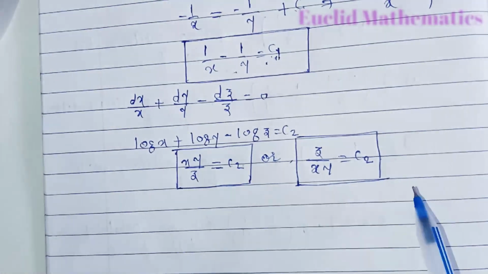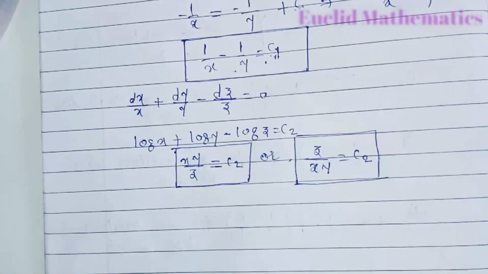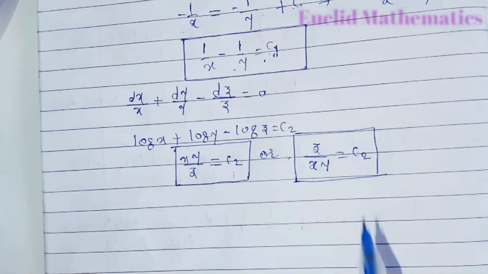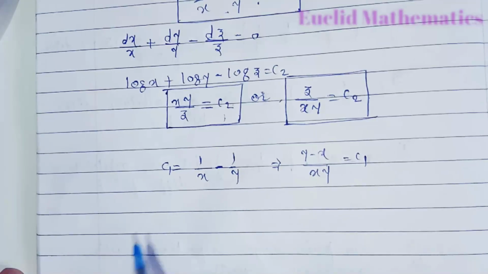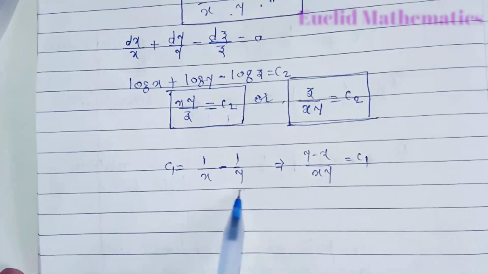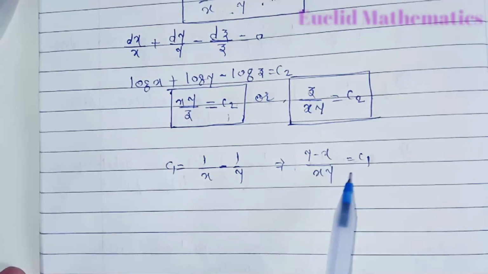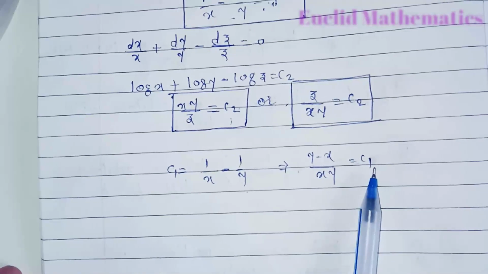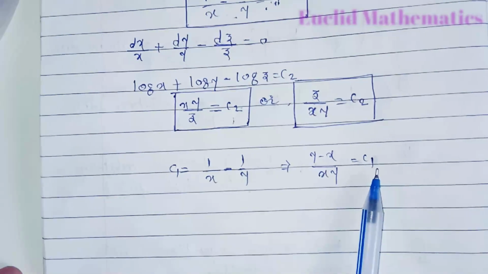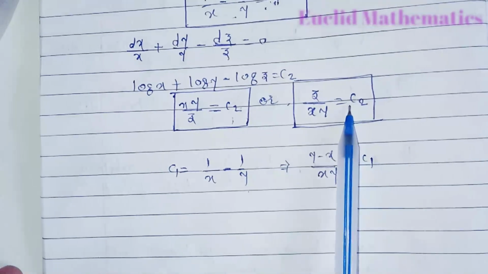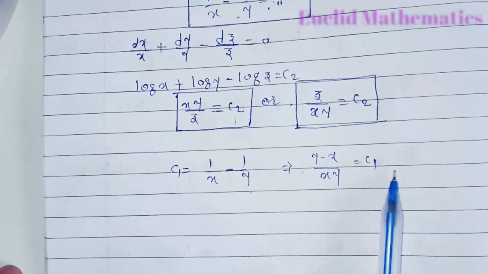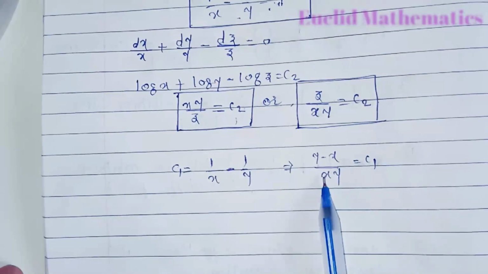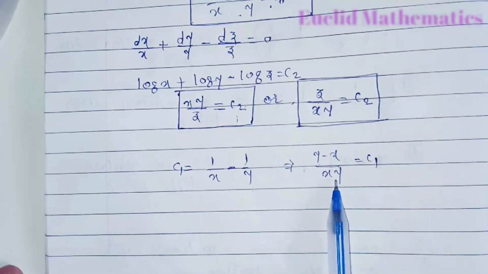For our solution, we have to consider these possible cases. Now let's go for the values of c1 and c2. So here c1 is 1 upon x minus 1 upon y. Solving it further, y minus x upon xy is equal to c1. Now here we have to understand one thing. For finding the solution using Lagrange's method, we have to write c1 in the form of c2, or c2 in the form of c1. So try to adjust some terms in c1 so that we can substitute the value for c2 here.